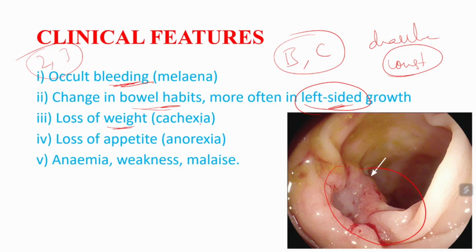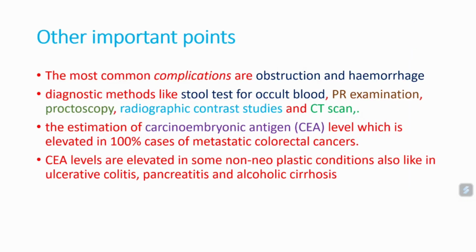Sometimes loss of weight can be seen, which is called cachexia, and loss of appetite, anorexia, can be seen. Patient will not have the ability to eat, will not have interest in eating, and will have anemia, weakness, and malaise. All these are other clinical features of colorectal cancer.